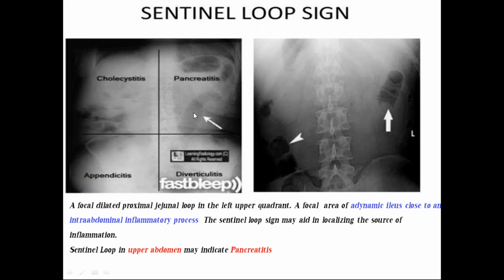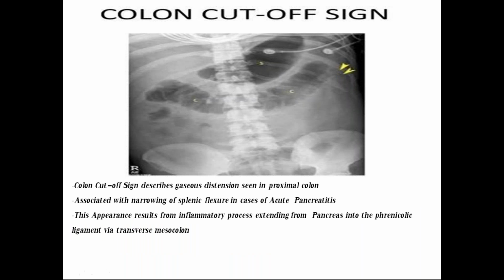This is a sentinel loop, a focal dilated small bowel loop in the left upper quadrant because of inflammation in the pancreatic region. In focal ileus, the location of the dilated bowel loop can help in diagnosis. Whereas if the dilated small bowel loop is in the right lower quadrant, it is due to appendicitis. And sentinel loop is in the upper abdomen. These are the non-specific findings in abdominal X-ray.